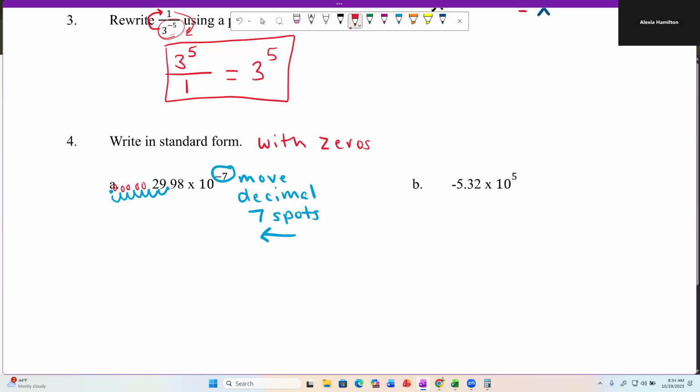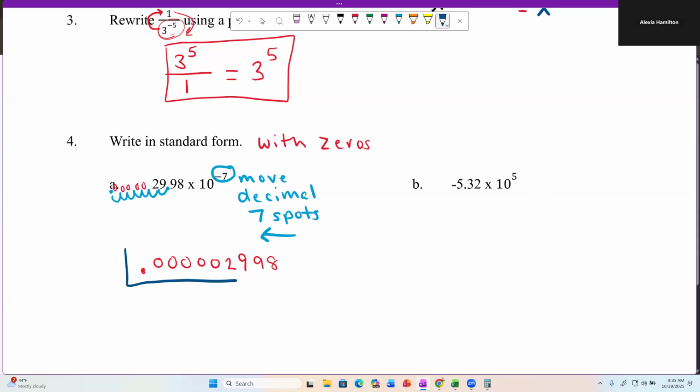Okay, but I'm not going to leave it like that because that's really hard to read as somebody who has to grade over 100 of these papers. So 3, 4, 5. The 2 would be a 6. The 9 would have been the 7th spot. 9, 8. So notice that my decimal point was originally here and it moved now in front. I'm not going to leave my decimal point between the 2 9s. I'm going to get rid of it.